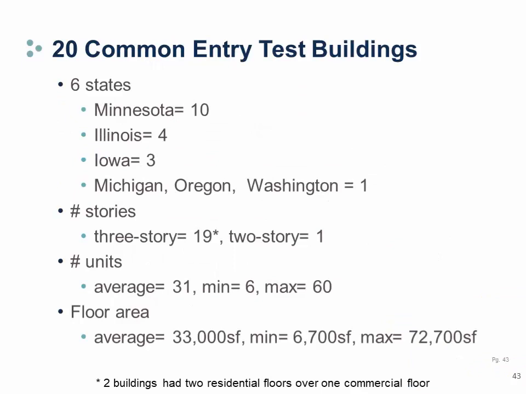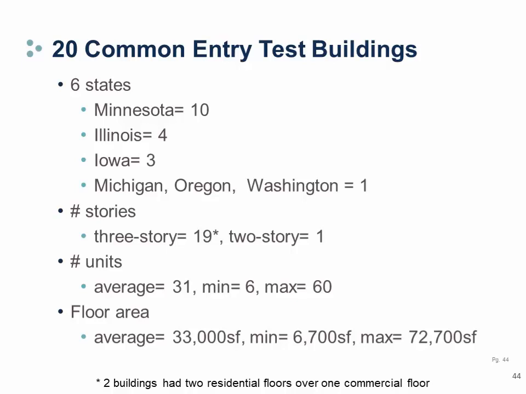Like I mentioned earlier, we only had a few garden-style buildings tested in this study, so the following results are all from the common entry buildings. These buildings were spread across 6 states. We had 10 in Minnesota, 4 in Illinois, 3 in Iowa, and 1 in Michigan, Oregon, and Washington each. Most of these buildings were 3-story buildings. 2 of those were actually 2 residential floors over commercial space, the 2 mixed-use buildings I was talking about earlier, and we also had 1 2-story building.